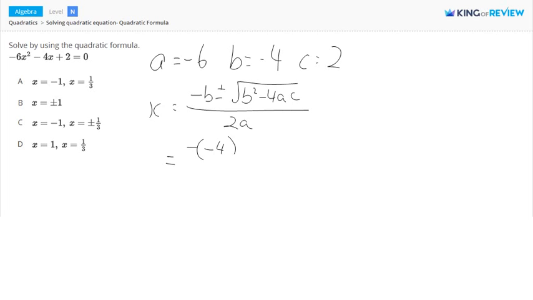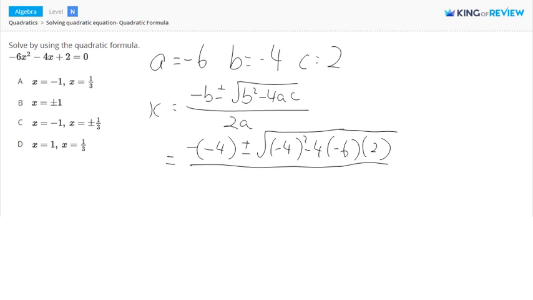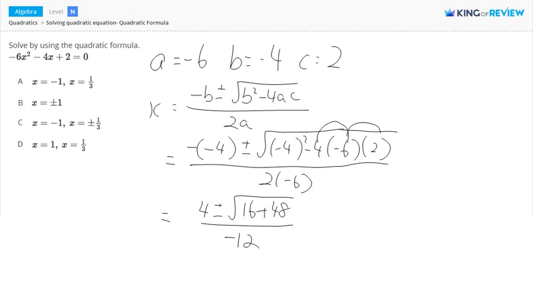B is -4, so it's going to say -4 squared, minus 4 times a, which is -6, times 2, which is the c, divided by 2a, which is 2 times -6. Now that is equal to negative times -4, so that's going to be 4 plus or minus the square root of 16, minus 4 times -6, which is 24, times 2, which is 48, over 2 times -6, which is -12.